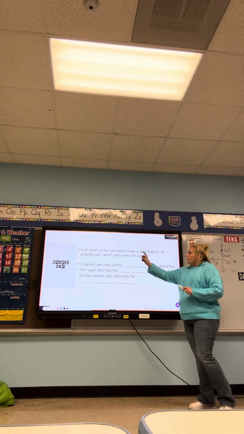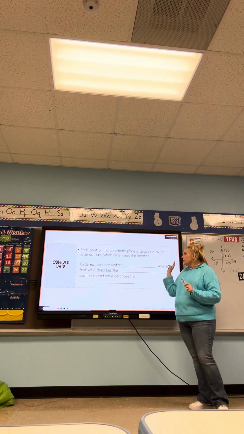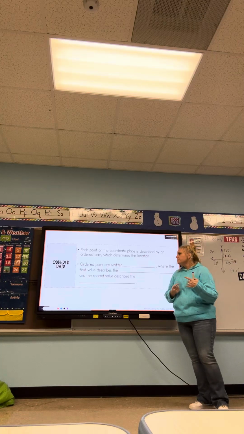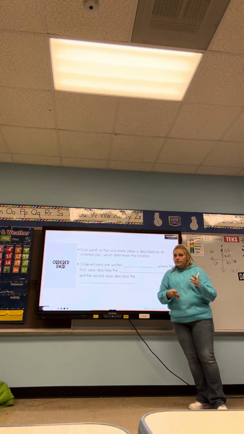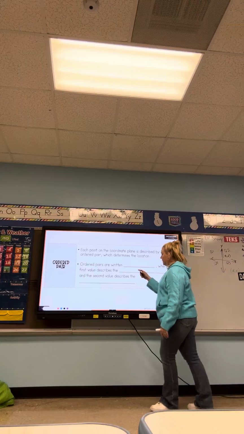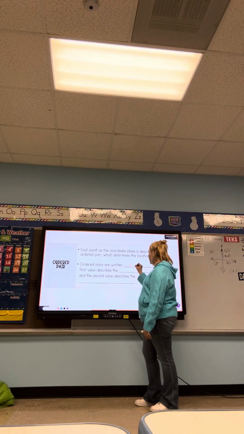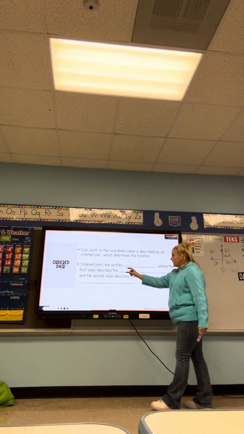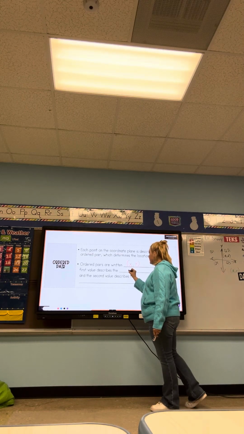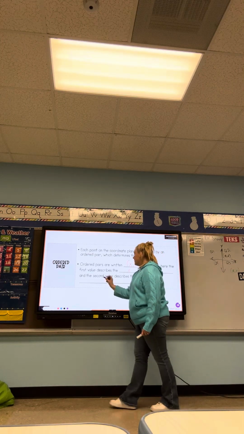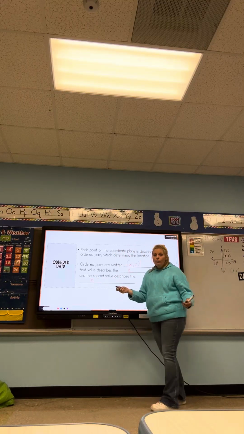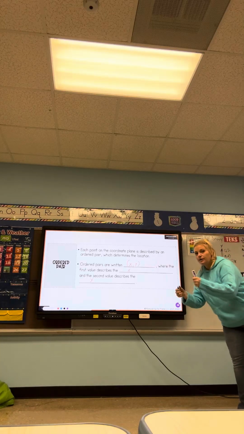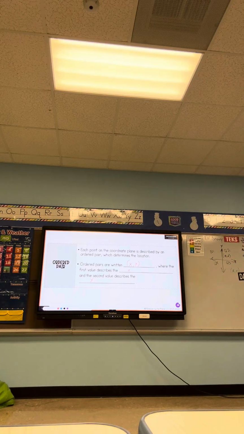Okay, now each point on the coordinate plane is described by an ordered pair, which determines the location. Ordered pairs are written (x, y), where the first value is described as the x and the second value is described as the y. So far, everybody good? Okay. We're moving on.